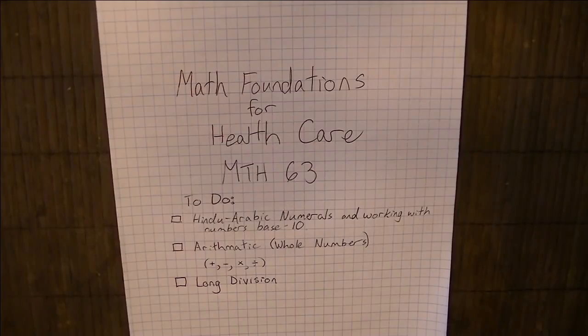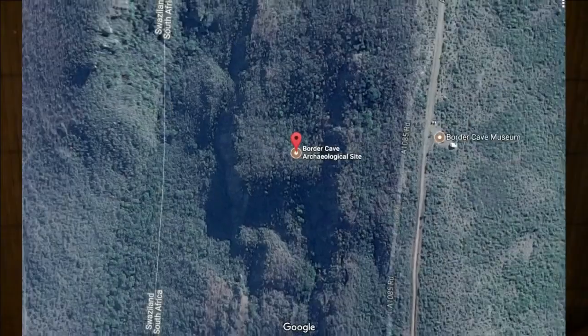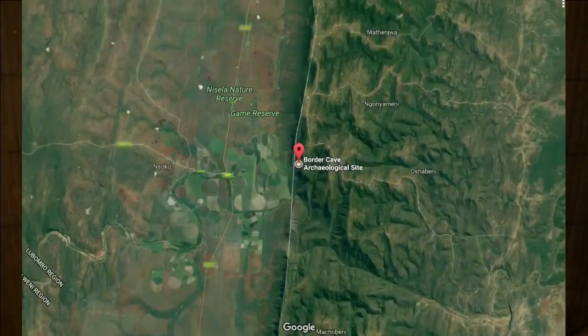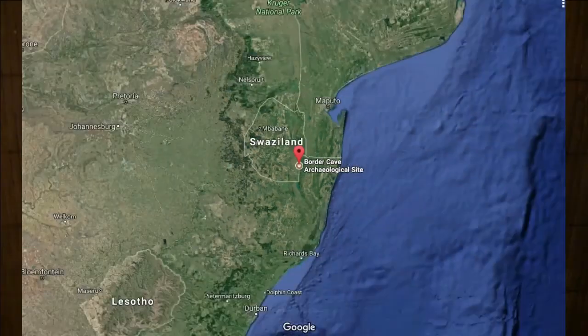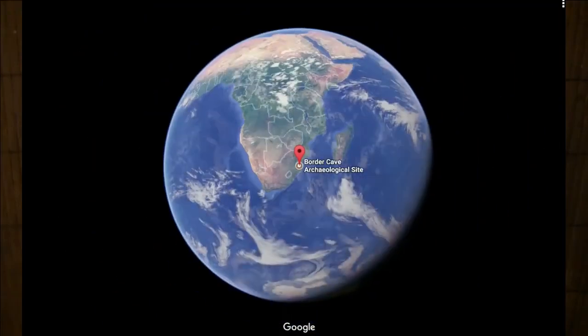Let's start with what are Hindu Arabic numerals? In order to understand Hindu Arabic numerals, first a little bit of history. This is probably going to be the oldest bit of history that you've ever learned. 35,000 years ago is where we're going to begin. We're starting in a cave in the south of Africa. It's now on the border between South Africa and Swaziland. And someone was counting something 35,000 years ago.